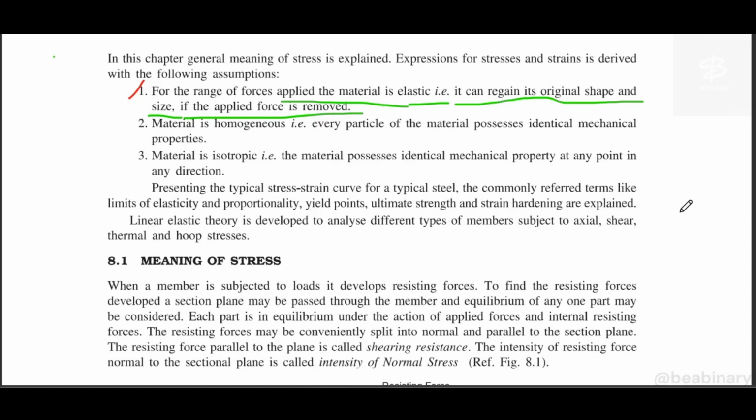What do you understand by brittleness? What do you understand by ductility? What do you understand by hardness? What do you understand by malleability? What do you understand by resilience? Resilience means energy stored in the body per unit volume within the elastic limit. That is resilience. And toughness also. This is a mechanical property. Toughness means energy stored in the body up to the elastic point. So the material is isotropic, meaning the material possesses identical mechanical properties at any point in any direction.